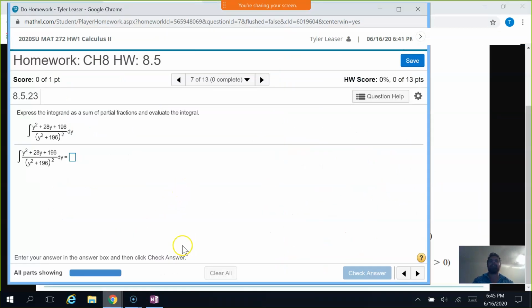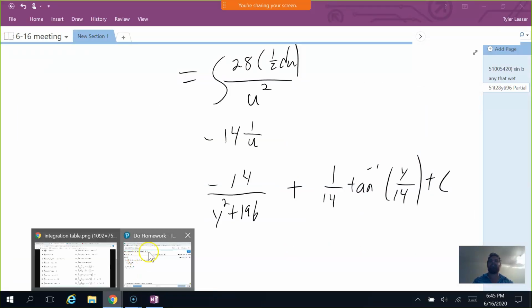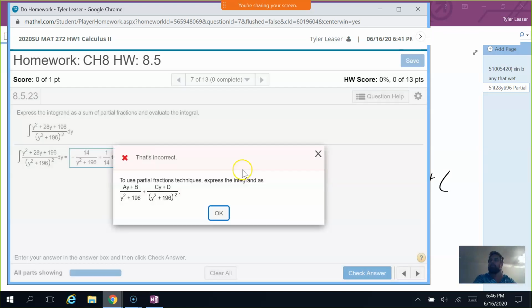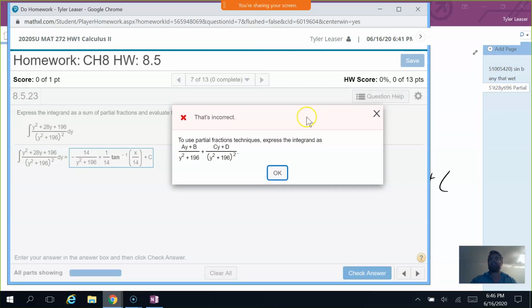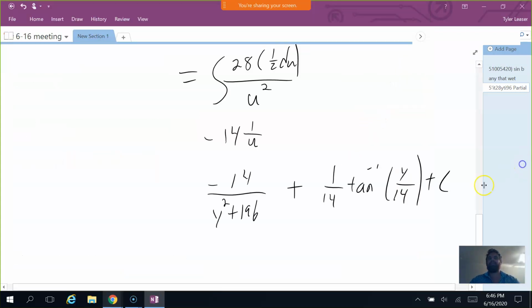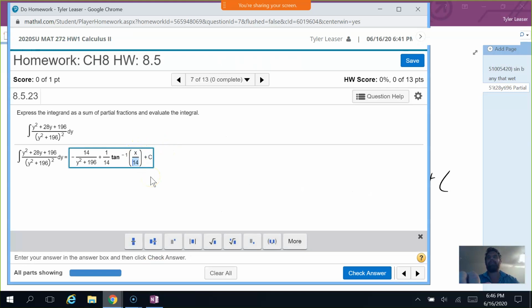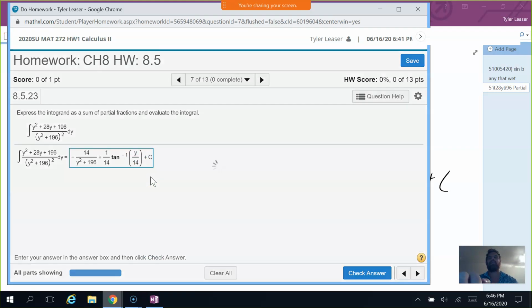Oh, wrong thing. So let me just type that into the homework here to see if we are on the right track. So negative 14 over y squared plus 196 plus 1 over 14 tangent inverse of x over 14 plus c. Oh, crud. Did I type in something wrong somewhere? Oh, I typed in an x instead of a y right there. That's why. There we go.